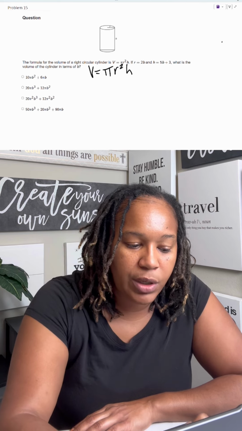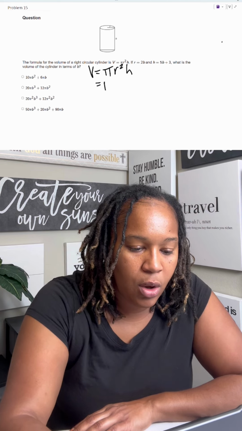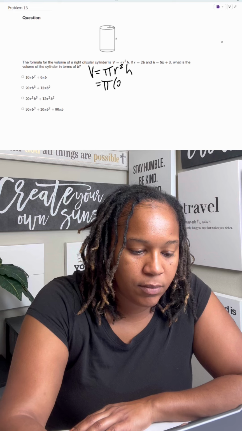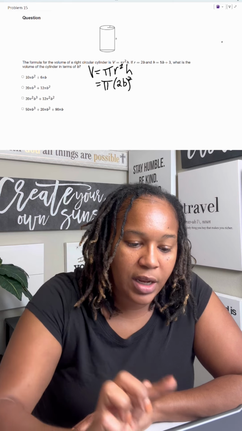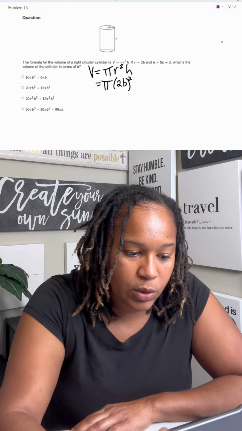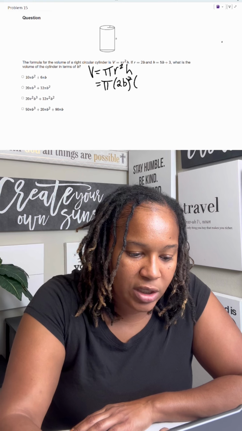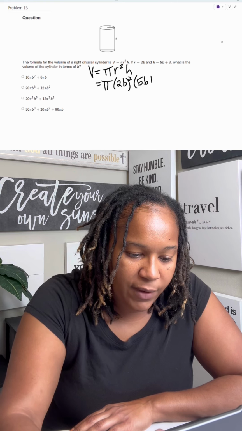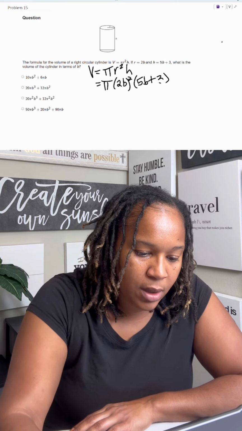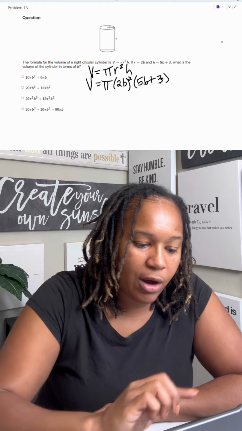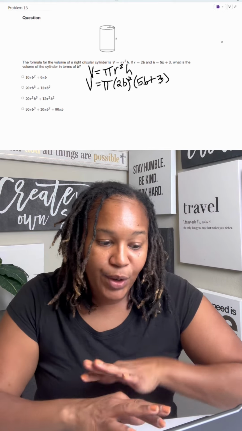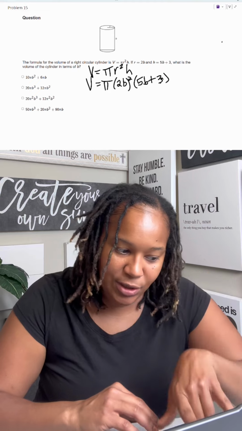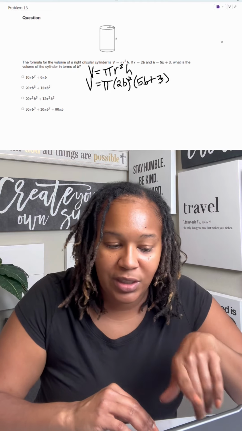So what we're going to do is replace r with 2b. And then it also gives us what h is equal to. And so we're going to replace h in that formula with 5b plus 3. And what that does is it writes the volume in terms of b. However, we have to simplify this because, as you can see, none of the answer choices look like that.